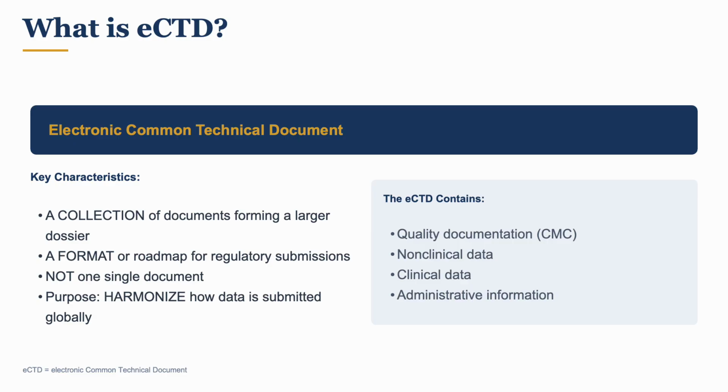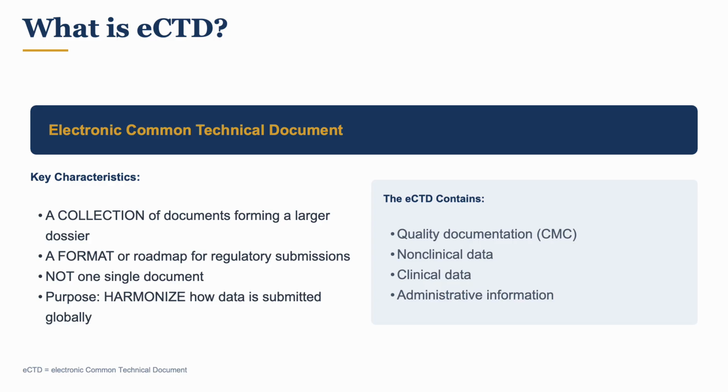The eCTD stands for Electronic Common Technical Document. I want to emphasize several key points here. First, it's a collection of documents, not one single document. Think of it as a very organized filing cabinet with specific drawers and folders. Second, the eCTD is a format or roadmap. It tells you where to put different types of information, but it doesn't specify exactly what information is required. That's determined by regulations and guidance documents.